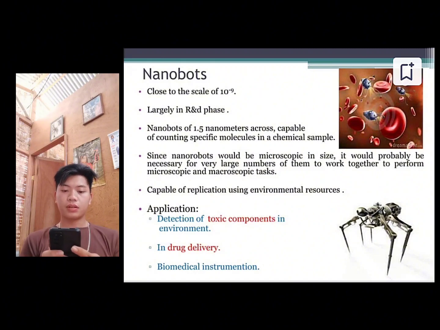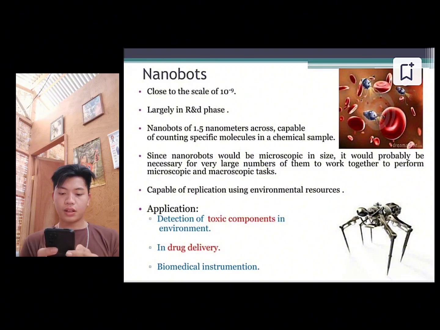So nanobots are close to the scale of 10 to the power of negative 9. The second is largely in the R&D phase. The third is nanobots of 1.5 nanometers across, capable of counting specific molecules in a chemical sample. The fourth is, since nanorobots will be microscopic in size, it will probably be necessary for very large numbers of them to work together to perform microscopic and macroscopic tasks. The fifth is capable of replication using environmental resources.